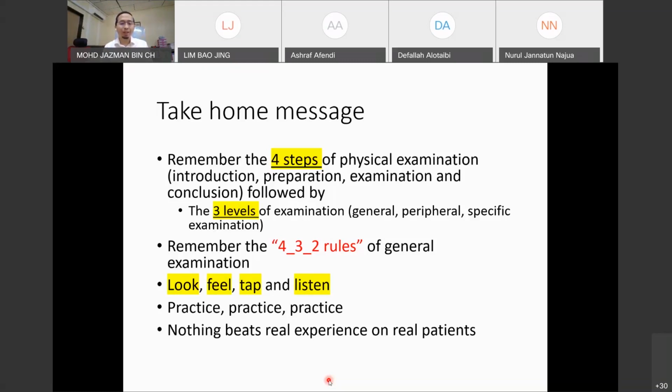Again, if you have the chance, always get to examine real patients and appreciate positive findings on real patients. It is totally different compared to listening or hearing or seeing online. Okay, so if you have the chance, if you encounter any patients during your attachment, please spend time listening to and examining the patients.